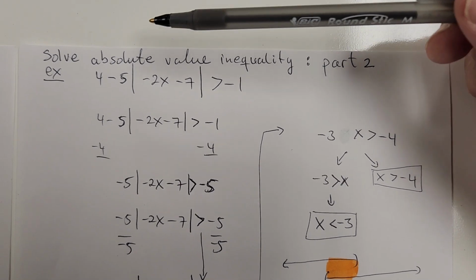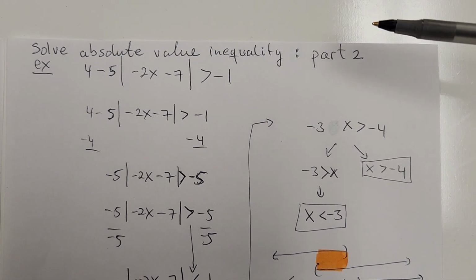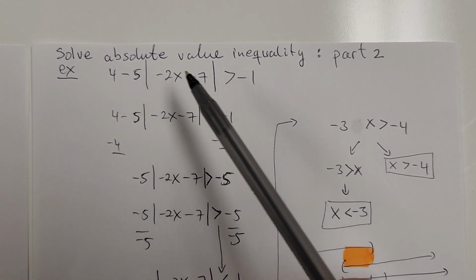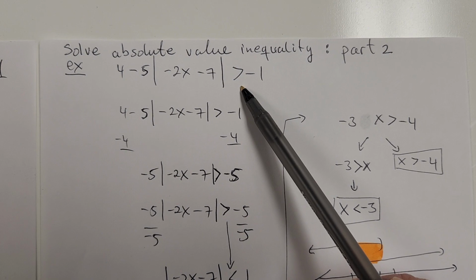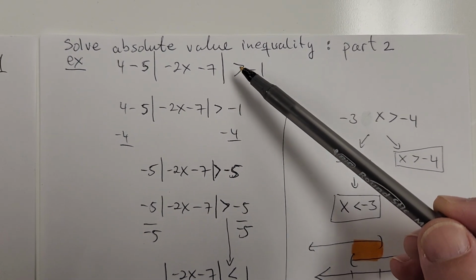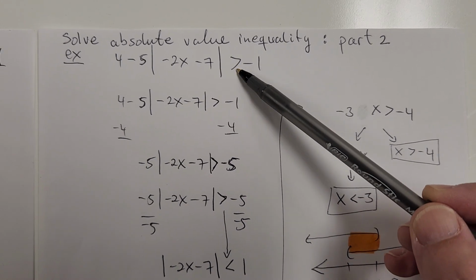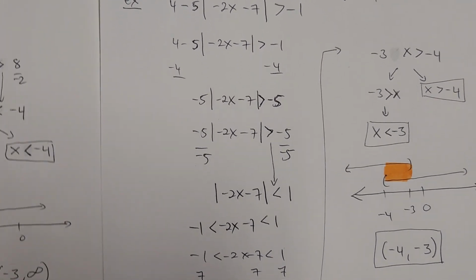This lesson is Solve Absolute Value Inequality Part 2. If you look carefully, this is the same example that we did in Part 1. The only difference is that I changed this symbol. It was less than, now it is greater than.